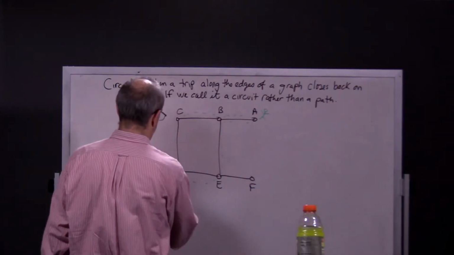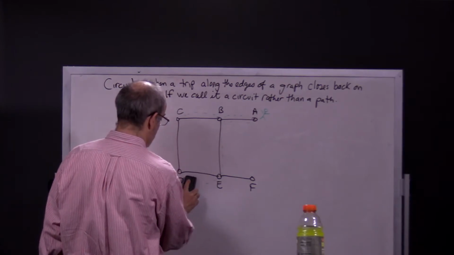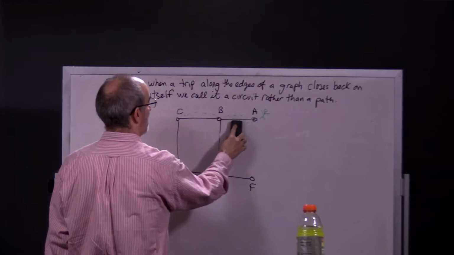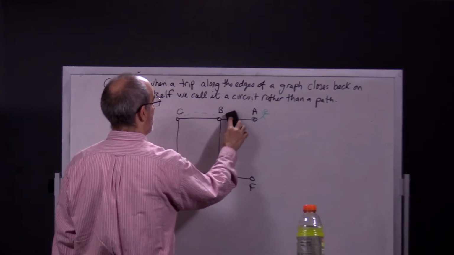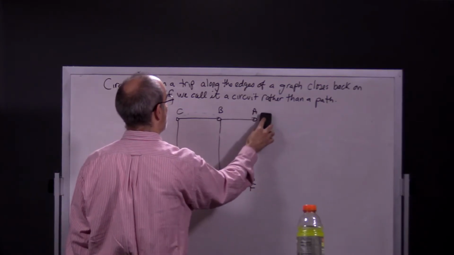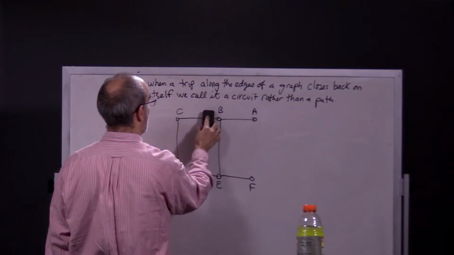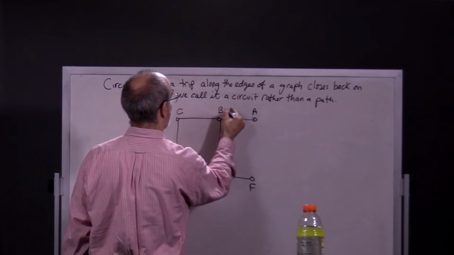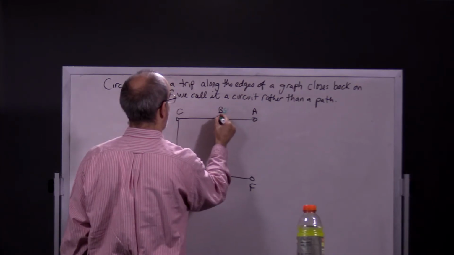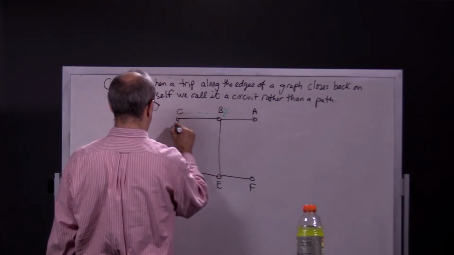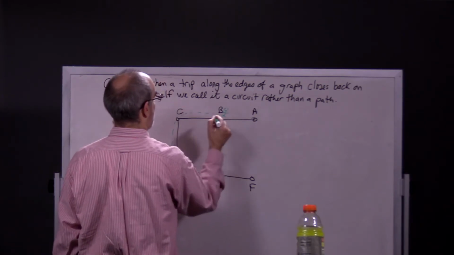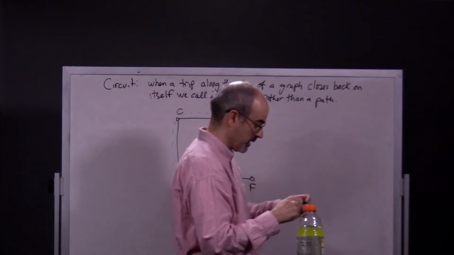Is there a circuit in this graph? Well, the answer is yes. And you can probably guess what it is. You just can't start out here. If I start at B, if I was right here, I could go from B to C, C to D, D to E, and then E back to B.